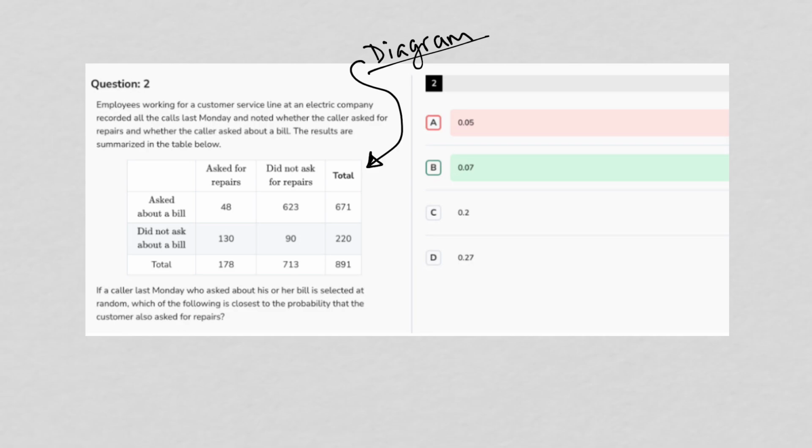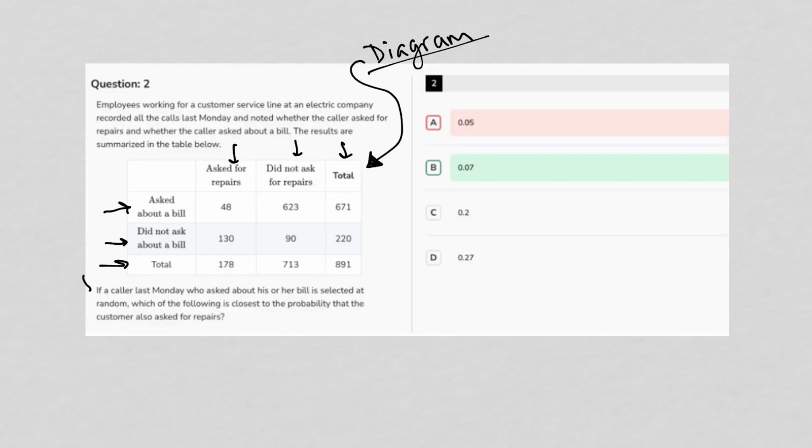All right, so anytime I have a diagram, I know that I'm going to need to utilize that diagram in order to answer the question. So I see all my information here in this table. It seems pretty straightforward. We have asked about a bill, did not ask about a bill, asked for repairs, did not ask for repairs. And of course, we have our total rows and columns there.